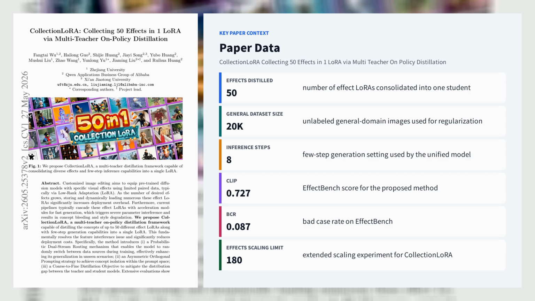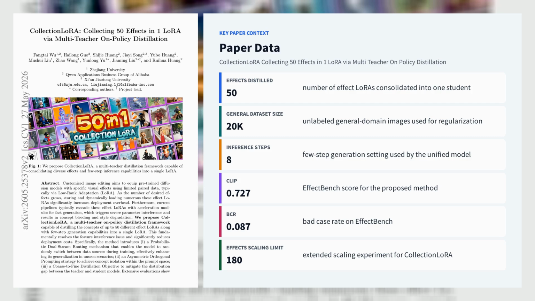Let's explore the first paper, Collection LoRA: collecting 50 effects in one LoRA via multi-teacher on-policy distillation. Collection LoRA from Zhejiang University and Alibaba's Qwen Applications Business Group reframes customized diffusion editing as a multi-teacher on-policy distillation problem and compresses up to 50 effect-specific LoRAs plus few-step generation into one LoRA, eliminating routing latency, storage growth, and parameter conflicts that cause concept bleeding and style drift.